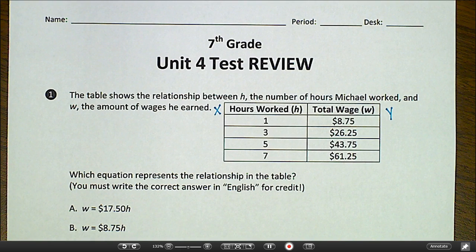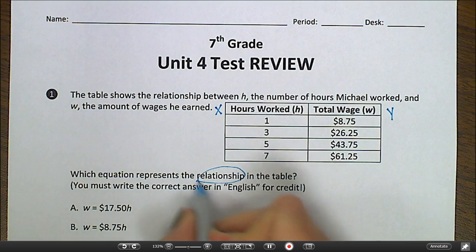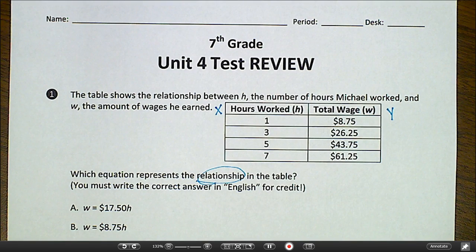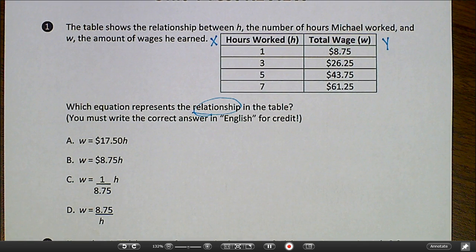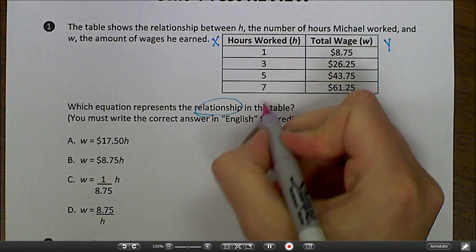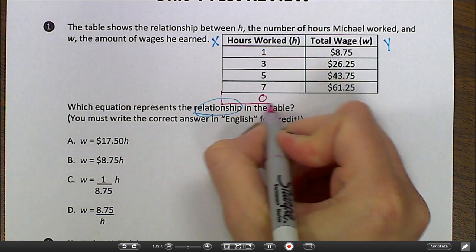Which equation represents the relationship in the table? So all we care about is this relationship. And it says that you must write the correct answer in, quote, English for credit. So I'll show you exactly what I mean by that here in just a second. So what we need to figure out first is how much money he's making per hour. Now I don't know if this table goes back to 0, 0, so I need to take it back to 0. So I'm actually going to put an extra box down here.